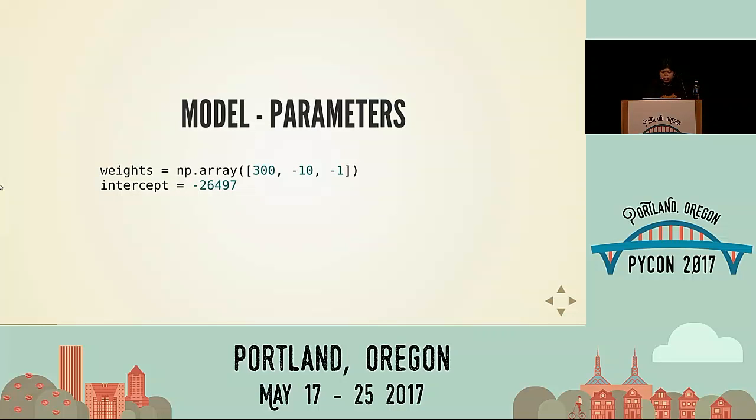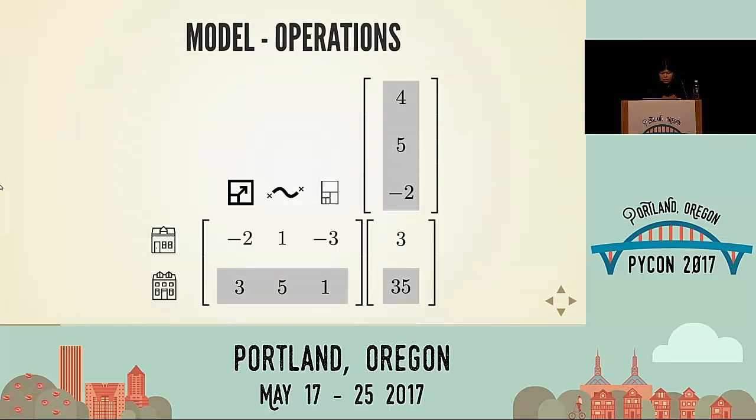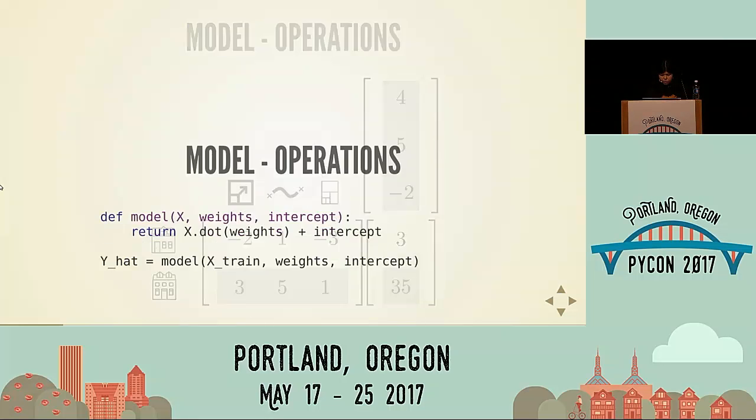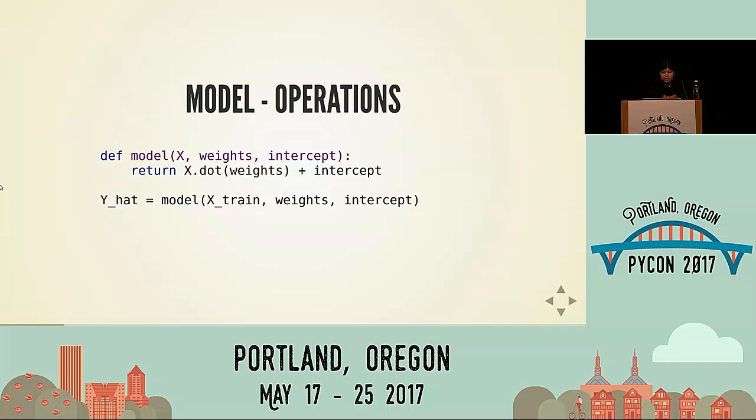So the parameters of this model will be the 3 weights, 1 for each feature, and the intercept. And the key operation of this model will be matrix multiplication of X by the weights, followed by addition of the intercept element-wise to get our final prediction. So that's what that looks like in NumPy.